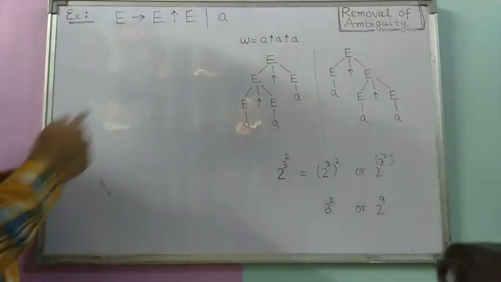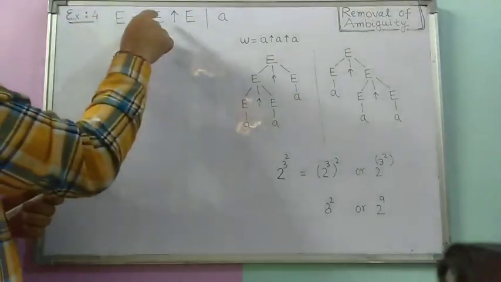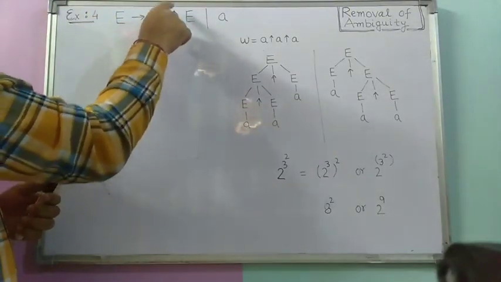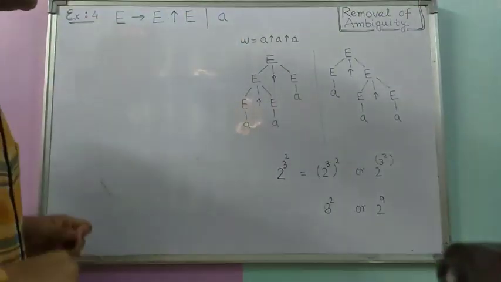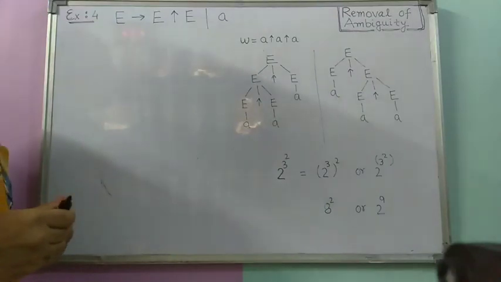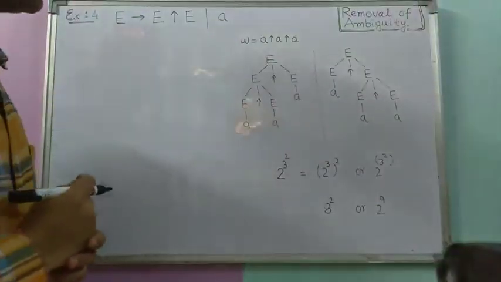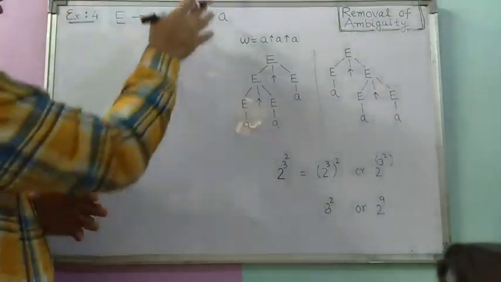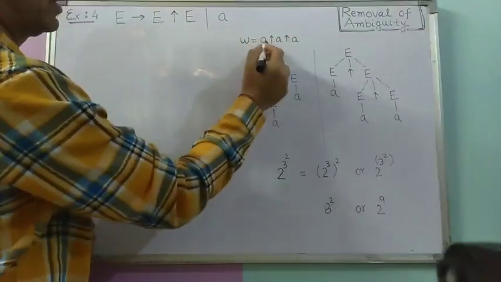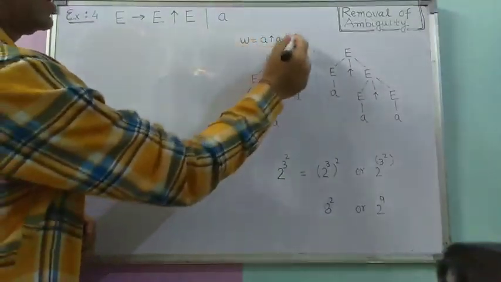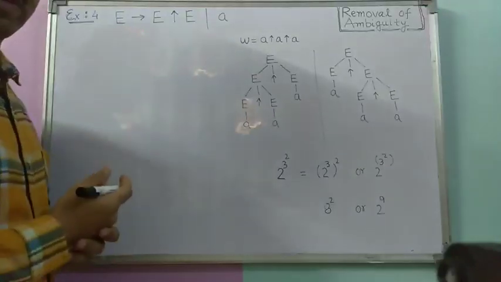Now come to the next example, that is the fourth example. This fourth example is E derives E ^ E | a. Here this symbol represents the power symbol. Suppose I write a ^ b, it simply means a raised to the power b. It is also an arithmetic expression, and if we take a word of this form, a ^ a ^ a, and try to derive this word from this grammar, we can find two derivation trees as we have done in the previous examples.